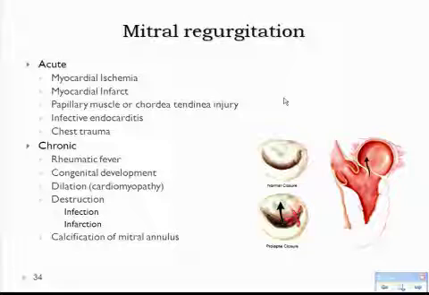You can get a cardiomyopathy where it dilates the heart and then leads to annular incompetence. And you can get destruction from infections or infarctions, and also you can get calcification in the mitral annulus, which eventually causes a tear to take place. One thing that's important about the mitral valve, when we're talking about regurg, we're not talking about mitral valve prolapse, we're talking about actually true regurg. So it's actually due to an anatomical disease process of the valve.